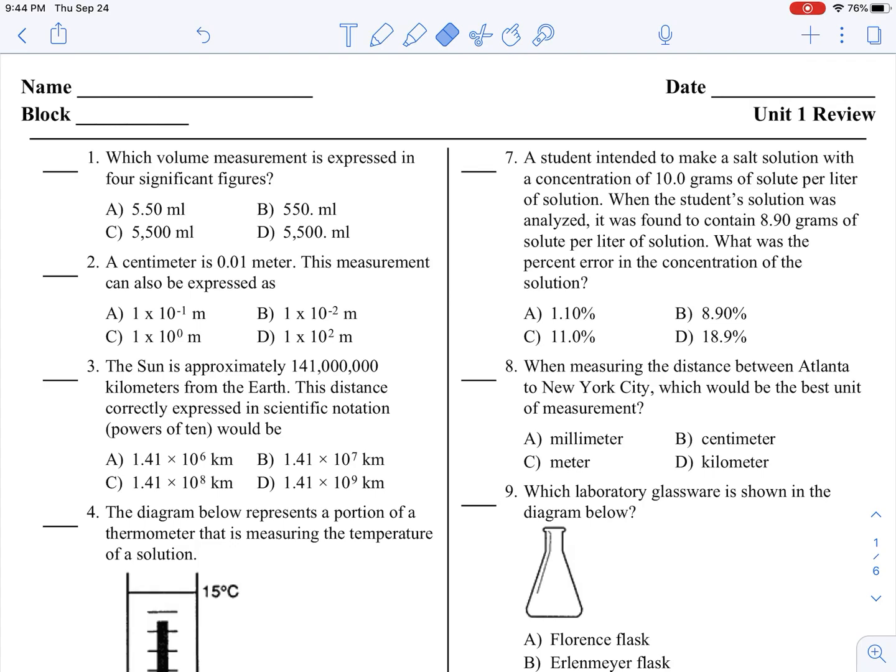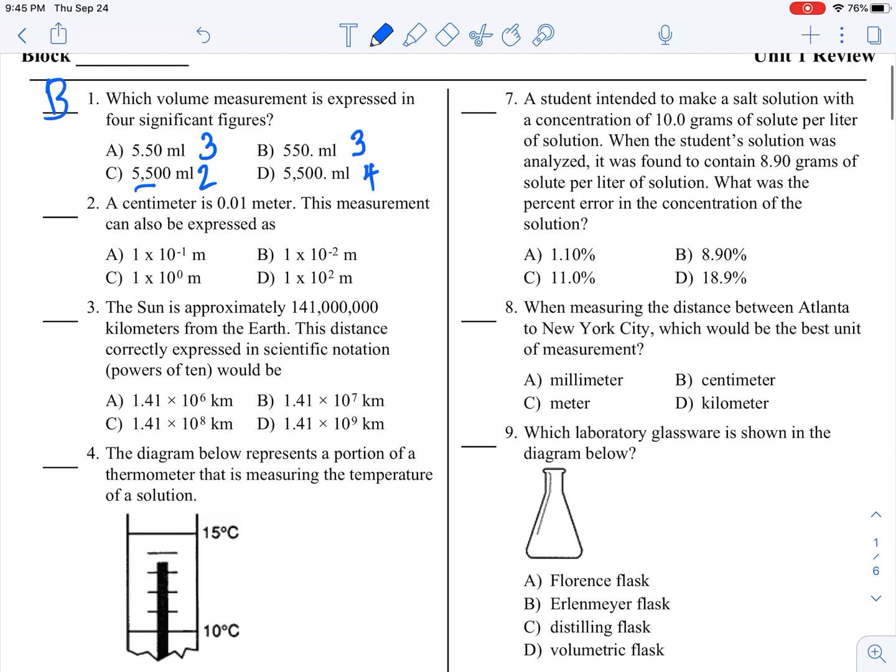Which volume measurement is expressed in 4 sig figs? So this first one, a number greater than 1 with a decimal place. This is 3 sig figs. This is a number greater than 1 without a decimal place, so we're going to move from right to left, so those are only 2. This is a number greater than 1 with a decimal place, that's 3, and this is 4, so we're going to be choice B.